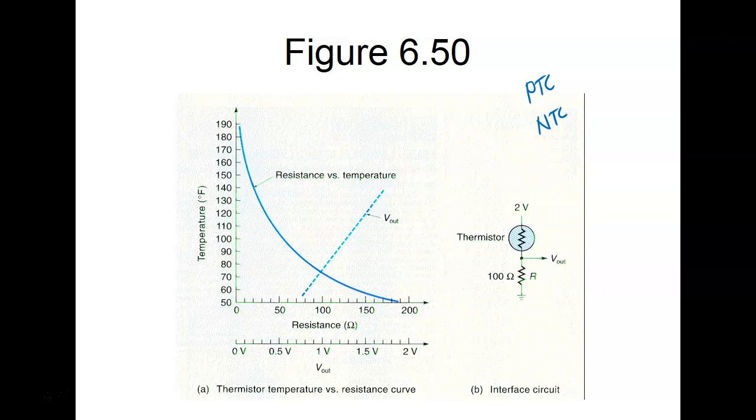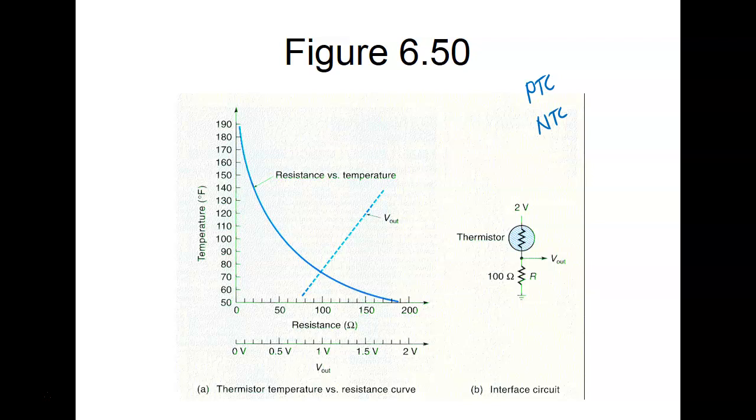So on this one, if temperature goes up, resistance goes down. So this would be what we call a negative temperature coefficient. It means it goes in the opposite direction, right? PTC means they go in the same direction. That makes sense. Are we okay?